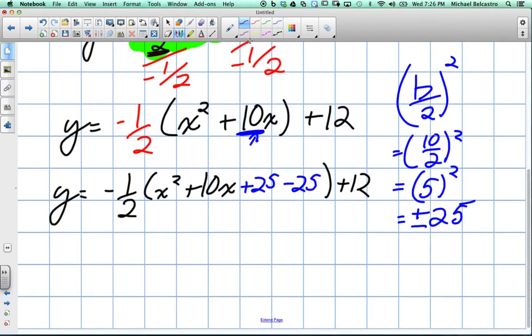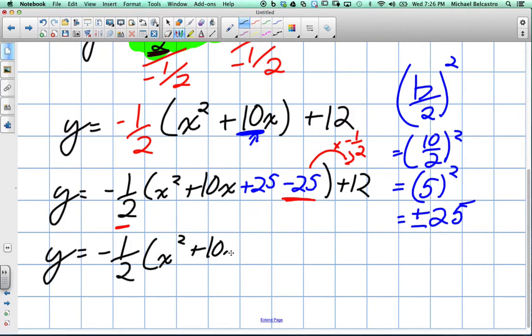Okay. Now, again, the next step. Now that we've done that, we actually want to take out the negative 25. And in order to take the negative 25 out, we have to multiply by the a value. So in this case, we have to multiply by negative 1/2 when it comes outside. So we'll get y is equal to negative 1/2 x squared plus 10x. 25 stays, so positive 25. But the negative 25 came out, and we multiplied by negative 1/2.